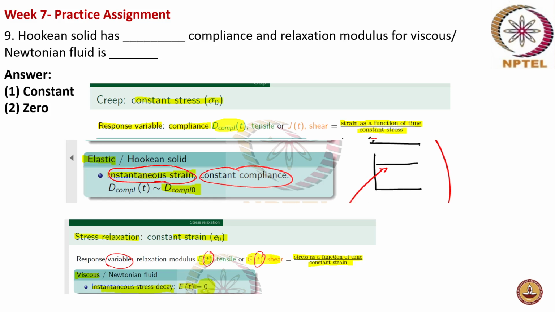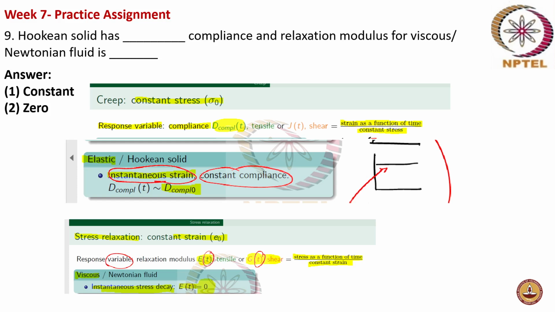What is the relaxation modulus for a Newtonian fluid? A relaxation modulus is given by stress as a function of time divided by constant strain. In the case of a Newtonian fluid, there is an instantaneous stress decay. Once the strain is applied, the stress falls to 0. To maintain the strain, you do not need the stress to be maintained. It immediately falls to 0, because once you apply a constant strain, the fluid changes its structure and goes to a completely changed state. That deformed state cannot come back, so there is no requirement for stress to be maintained to hold that deformed state.